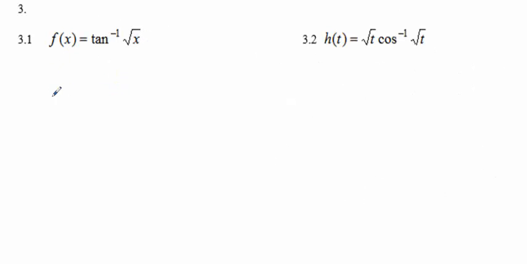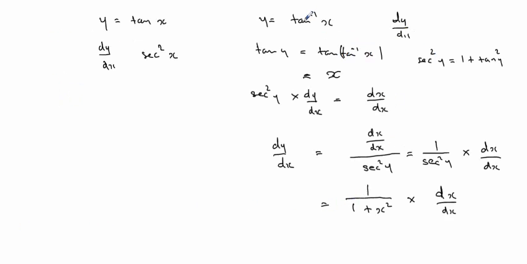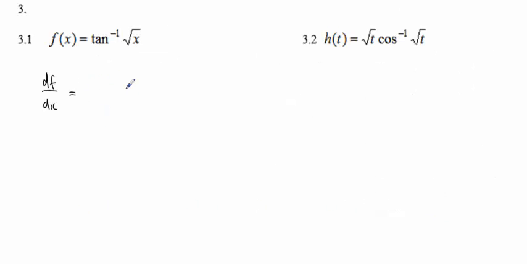So what we're going to have here now, we're going to say df dx. According to what we've just seen here, the derivative of second function tan is 1 over 1 plus the argument squared multiplied by the derivative of the argument. So we're just simply going to say 1 over 1 plus the argument, in this case, which is x, the square root of x. This must be squared, then multiplied by the derivative with respect to x, of course, of the argument.